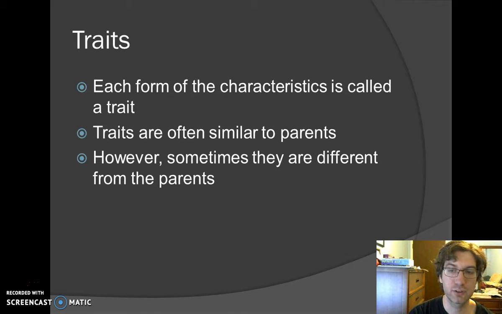Your traits are often similar to your parents. So, for example, I'm pretty tall. Both my parents are pretty tall, so therefore their offspring was pretty tall. That makes a lot of sense. However, sometimes they're going to be different too, and there's a lot of different factors that go into it. We're going to be starting with Mendelian traits, which are actually pretty simple to understand. Other traits are going to be a lot more complex, and that'll be a later chapter.